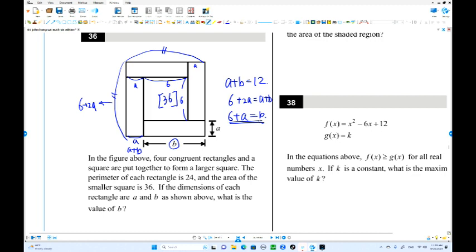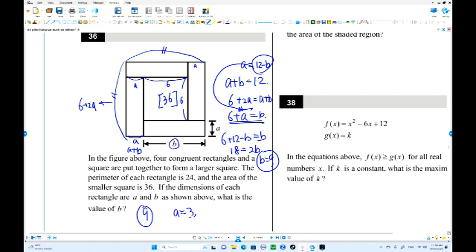What is the value of a? a equals 12 minus b. You can put this into here. To find b, replace a over here, right? a is 12 minus b. So 6 plus 12 minus b equals b. That is 18 equals 2b, so b equals 9. So 9 is the answer. So a is 3. The sum of these two numbers is 12.